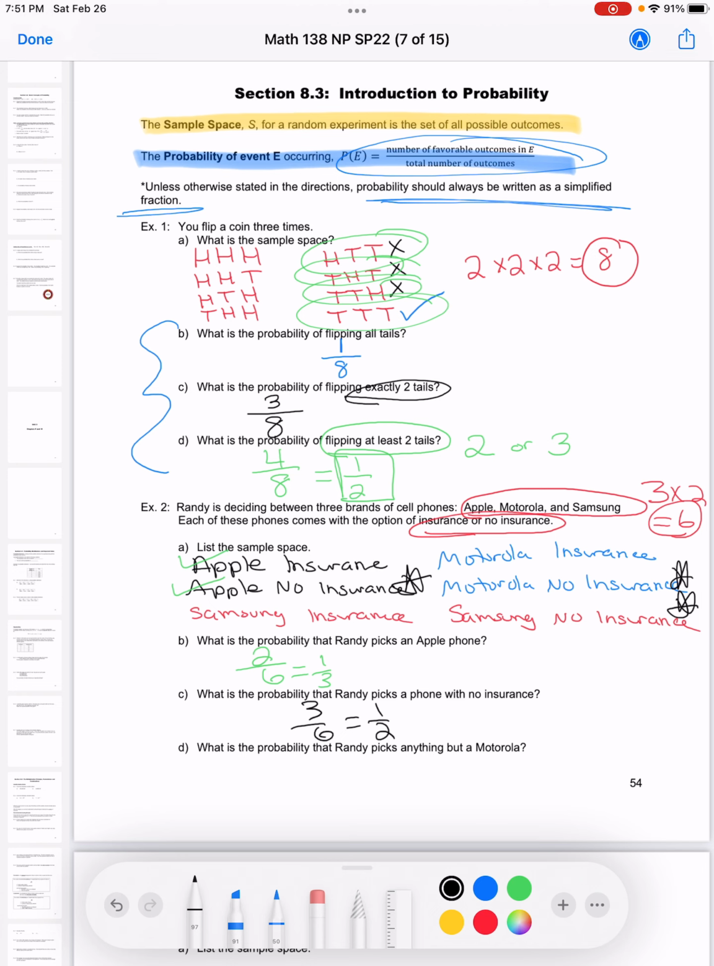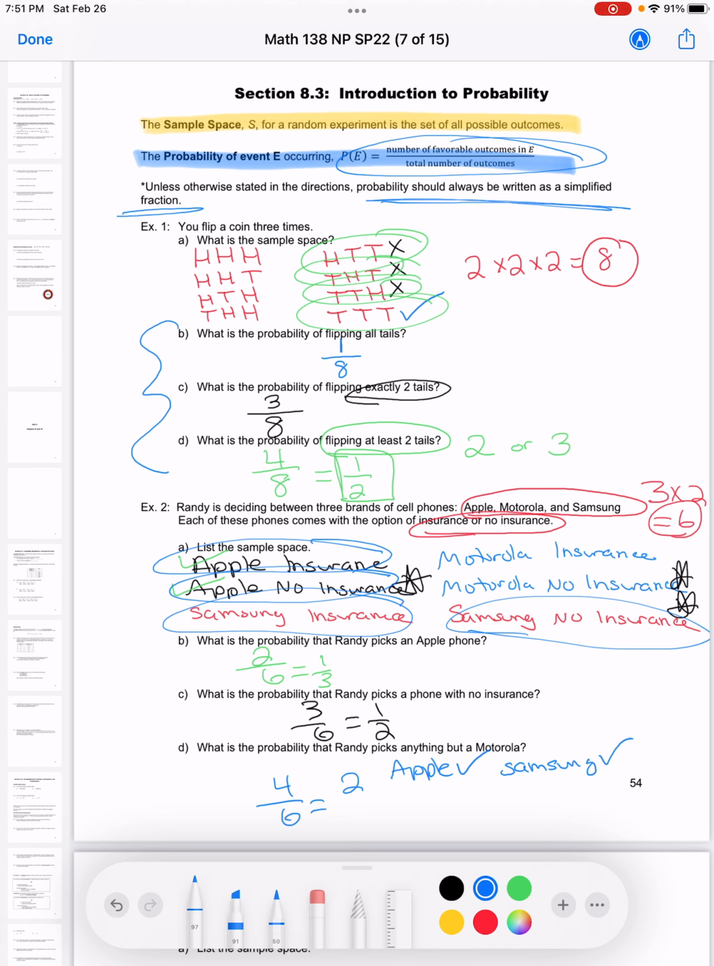And the probability that Randy picks anything but a Motorola. Well, it's a little bit trickier. Anything but a Motorola means we want an Apple, that would be good, and a Samsung would also be good. So we've got 1, 2, 3, 4. 4 out of 6 reduces down to 2/3 for my final answer.